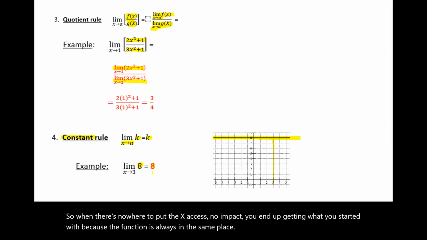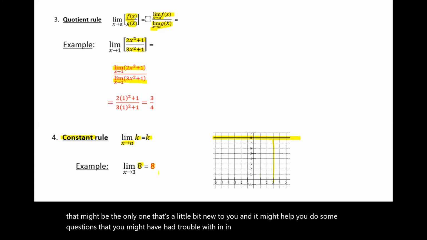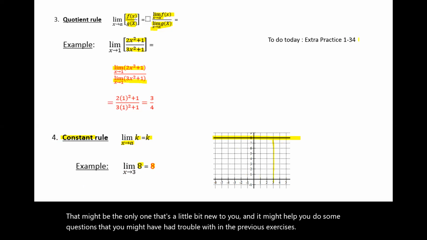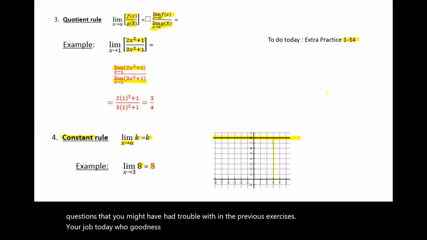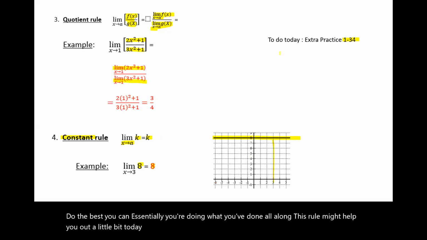That might be the only one that's a little bit new to you. And it might help you do some questions that you might have had trouble with in the previous exercises. Your job today, goodness, that looks like a lot, but they're all individual limits. Do the best you can. Essentially, you're doing what you've done all along. This rule might help you out a little bit today. Just get lots of practice and get yourself good at limits.